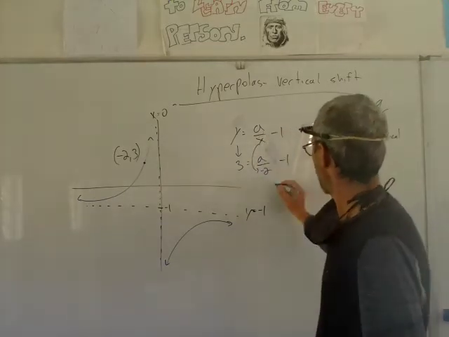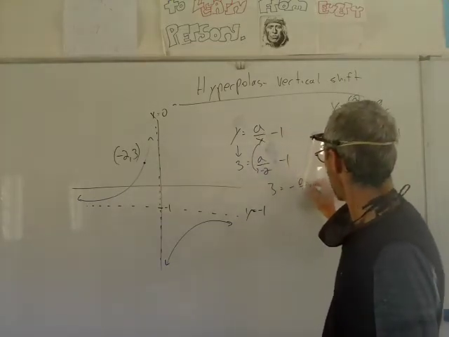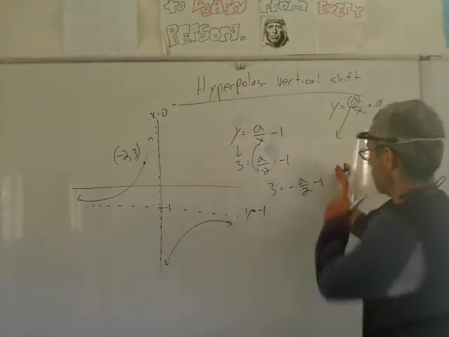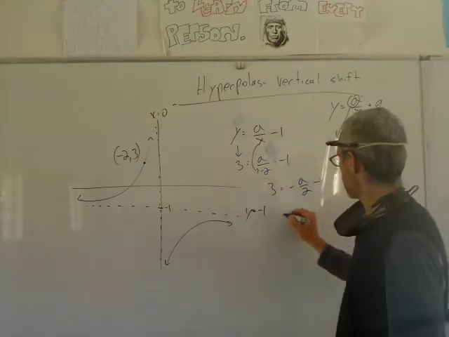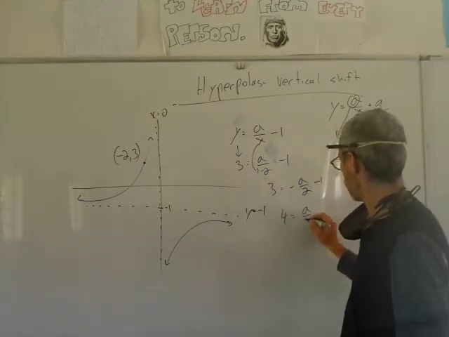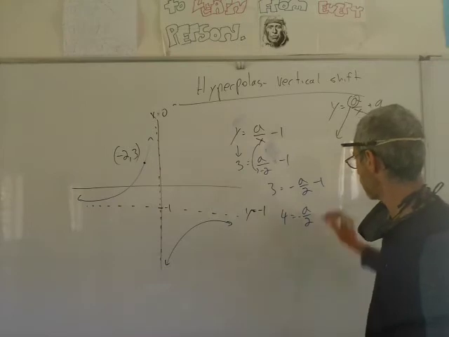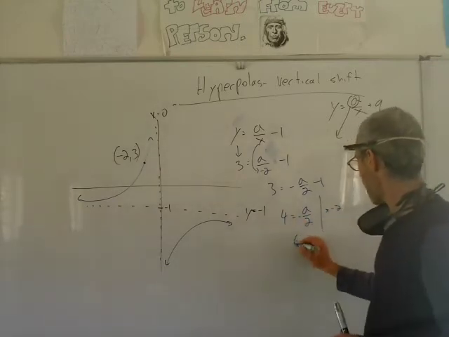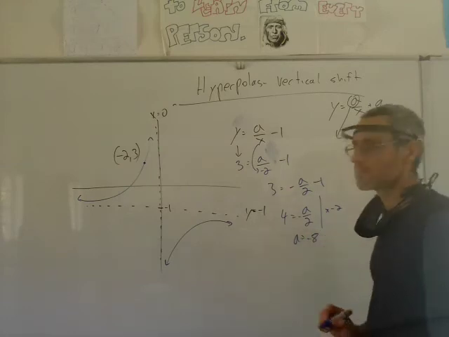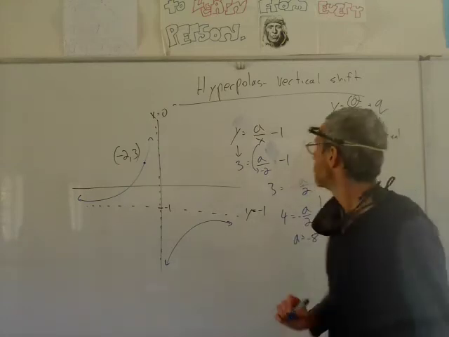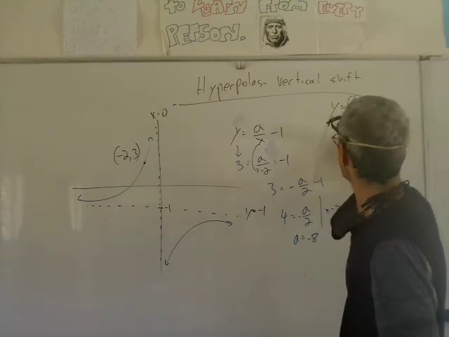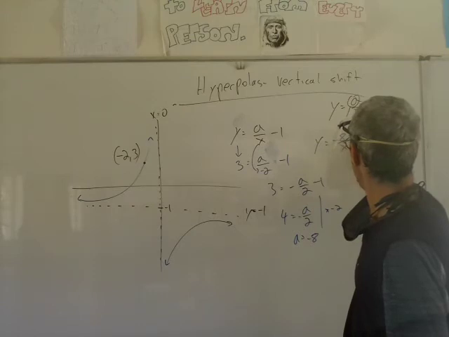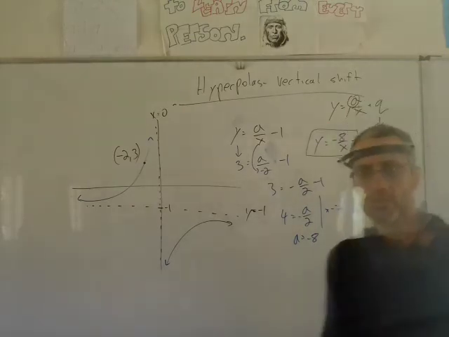So 3 equals -a over 2, I just put the minus in front, then -1. We push the 1 to the other side, so it'll be 4 equals -a over 2. We're going to multiply by -2 to cancel the minus and the 2. a is going to be equal to -8. So the function eventually, which is what they ask us to do, is y equals -8 over x minus 1. That's the answer.